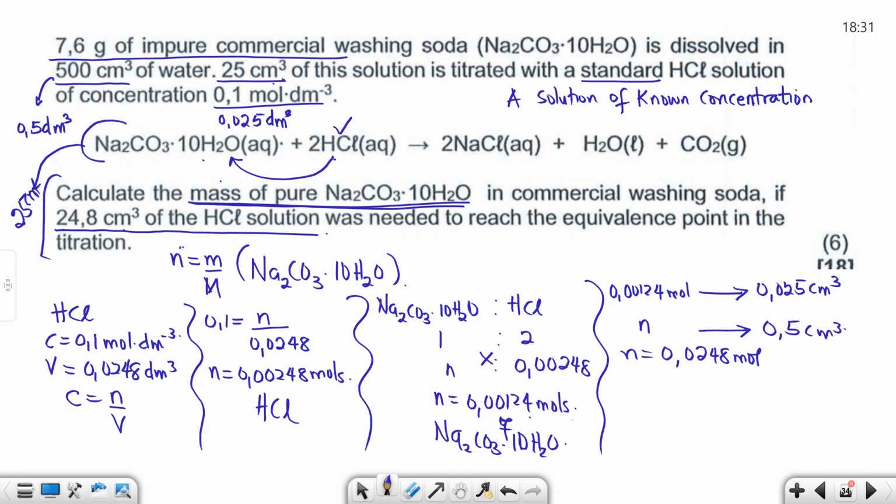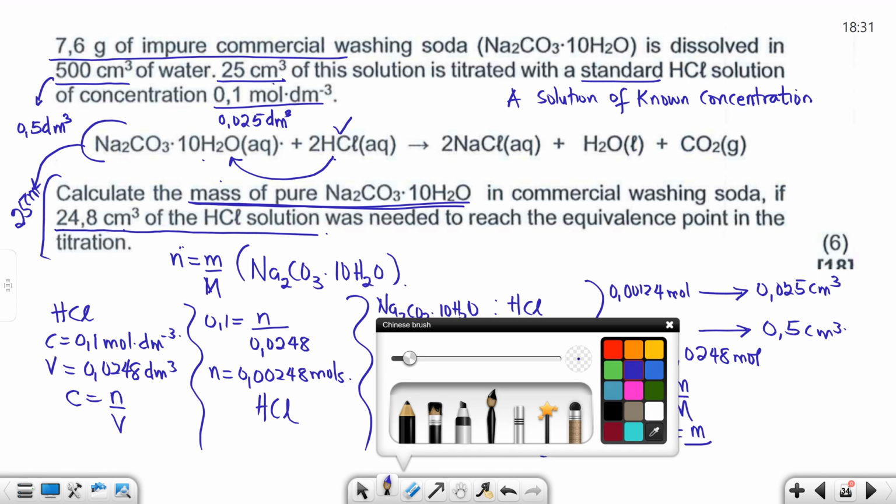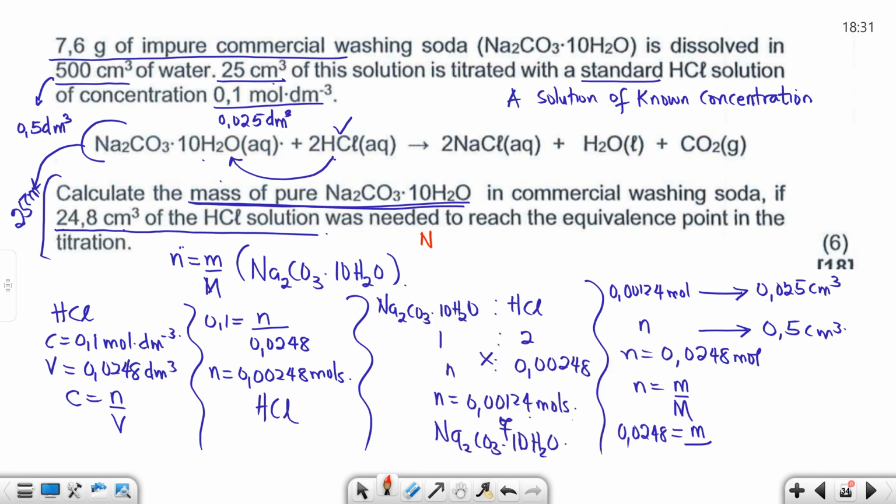That is what is present in 0,5. Now, number of moles is mass over molar mass: 0,0248. We don't know the mass. Step 3: can we calculate the molar mass of Na2CO3? Let me do that here.